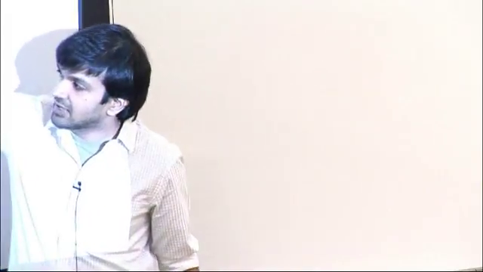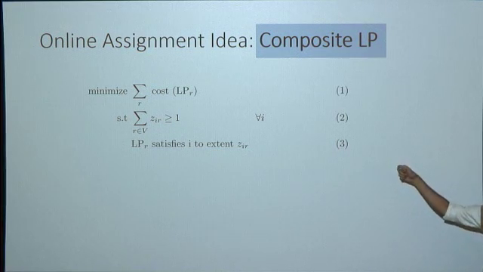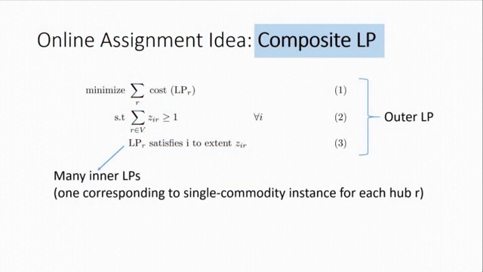And then we have several single commodity LPs inside this overall outer LP. Each LP sub R tries to satisfy s_i and t_i, all the terminals that are assigned to it, to the extent that the LP decides. So it's to the extent of Z_iR. This is what I call the outer LP, and then there are several inner LPs for each hub solution. And the objective is just to minimize the sum of all these hub-level solutions.